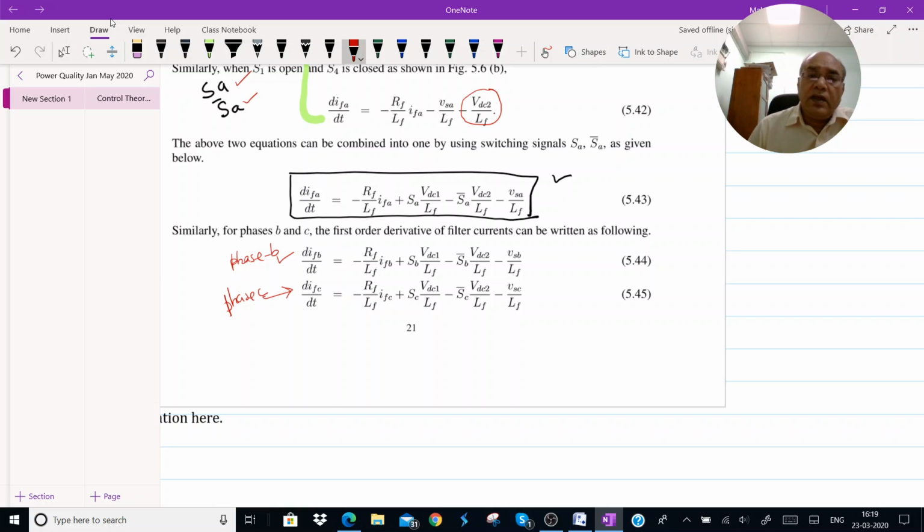Same way, except that I have a switching function SB, SB bar, here it is SC and here is SC bar. The voltage VSA becomes VSB here and this becomes VSC here. The current is IFB and IFC. Okay, so similar to this, we have identical equations for phase B and phase C.